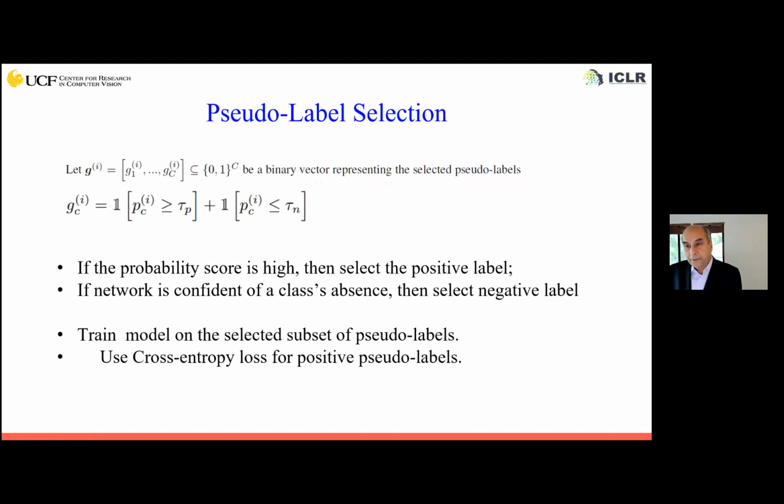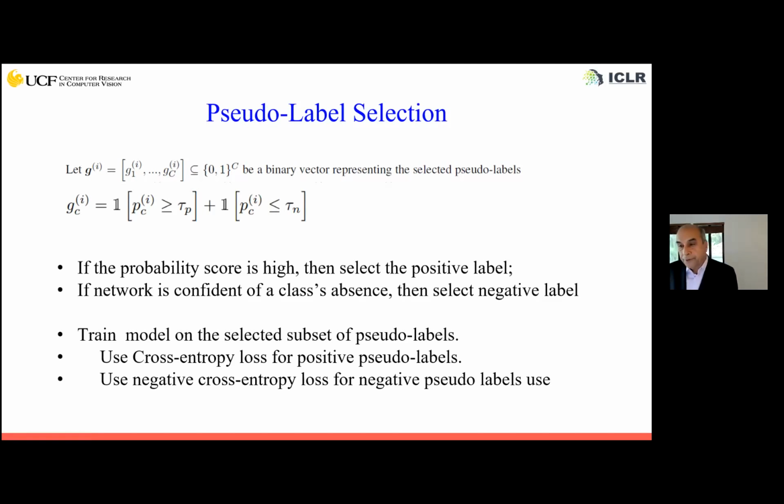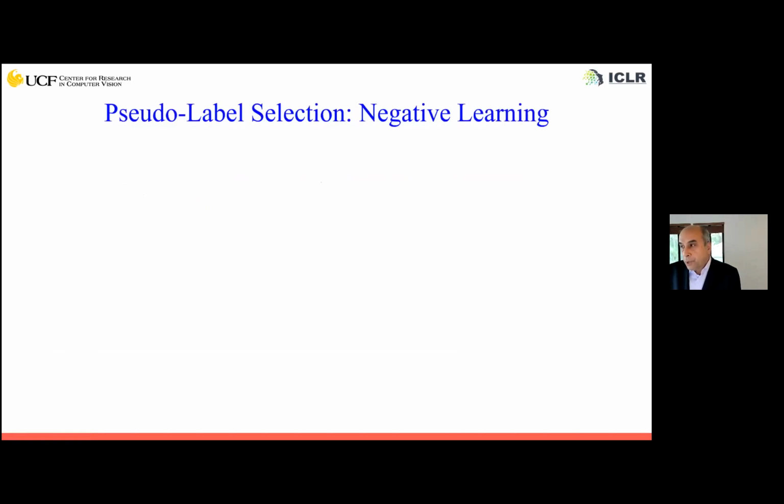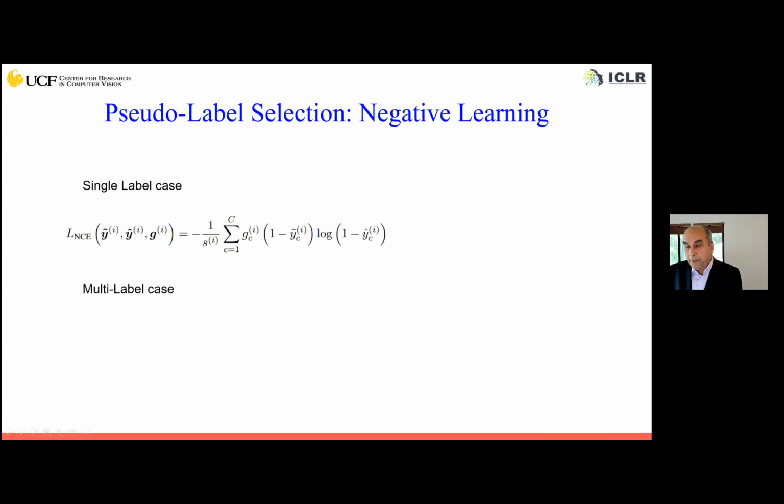And for positive, we'll use a cross entropy. For negative, we'll use the negative cross entropy. So now for the negative learning, for the negative class, single label, we are going to use a simple negative cross entropy. For the multi-label, we will use binary cross entropy, because each of the classes can occur or not occur independently of the other classes.